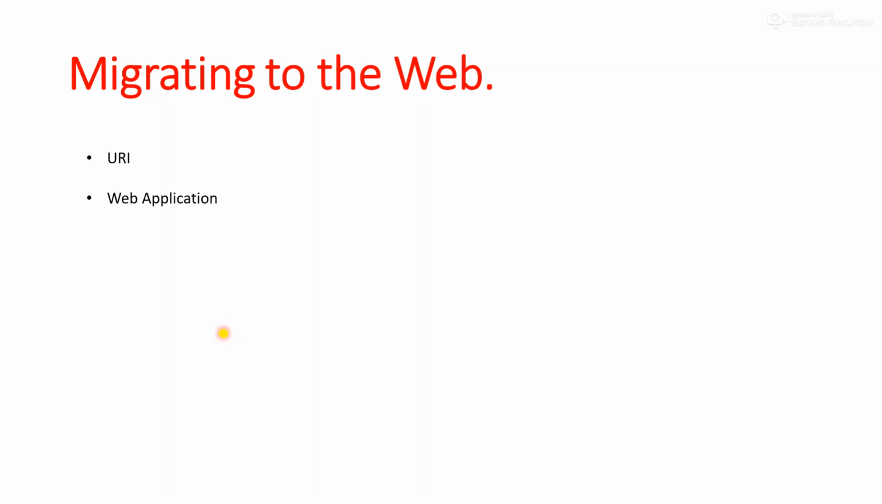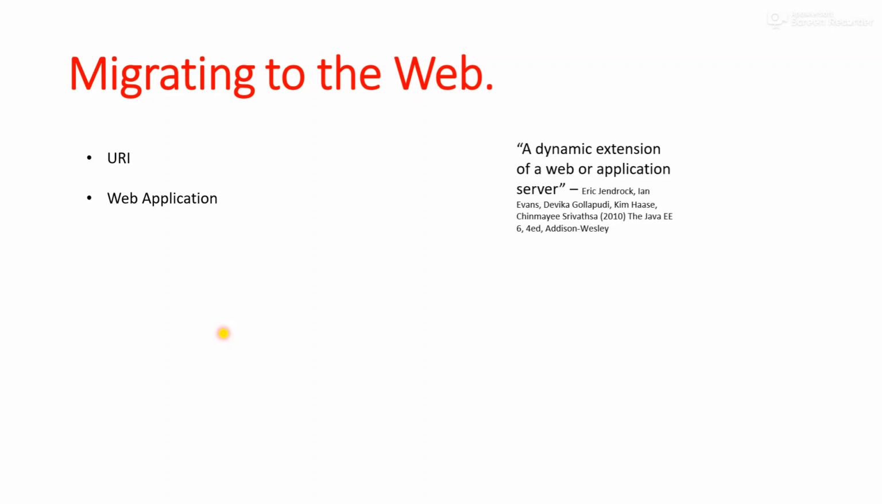We also have the web application. We made mention of web application. We say a web application is a dynamic extension of a web or application server. So we are going to build a web application that is going to help us solve this problem. It's an application, and a web application is just a dynamic extension of the web or application server. And this is a quote from the Java EE 4th edition book.